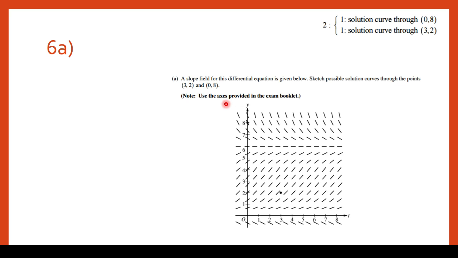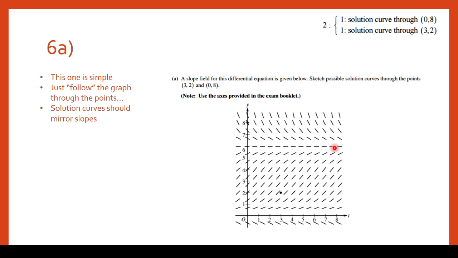But I would try to follow the instructions as much as you can, because in the end, it's up to the discretion of the grader as to how many points you're going to receive, whether or not they're going to take off points. This question's pretty simple. You're just going to follow the graph through the points that they give you, and your solution curves should really mirror the slopes present on this slope field, which are the slopes of the line segments. To solve this question, you have to have an eye for patterns and some creative thinking. I'll put some practice problems if you want to get better at it.